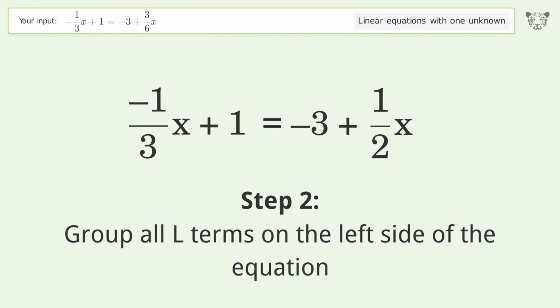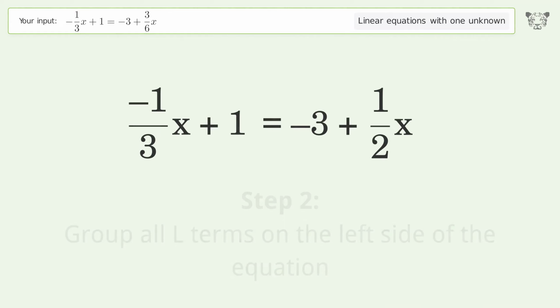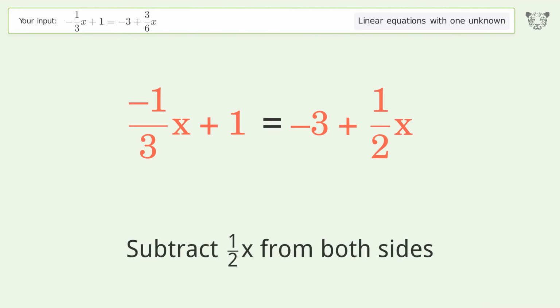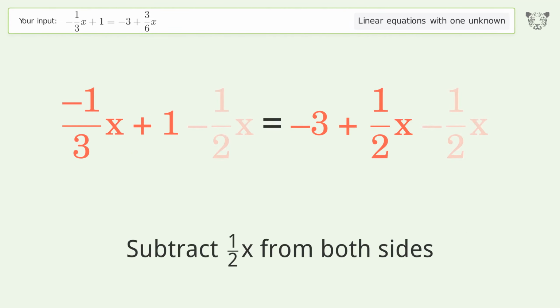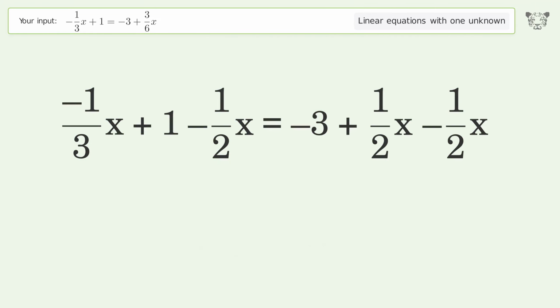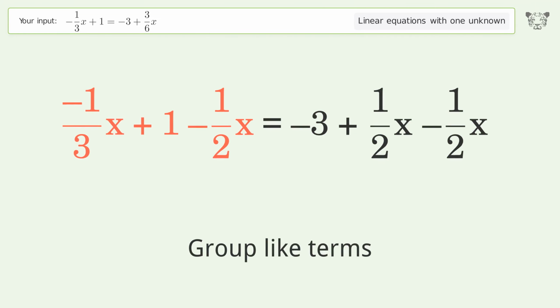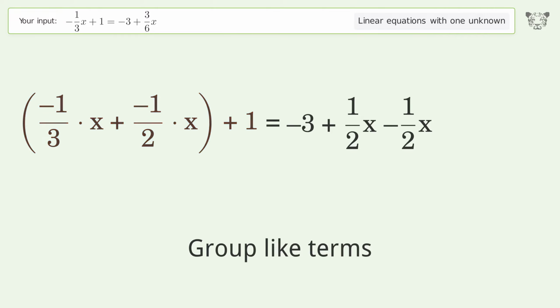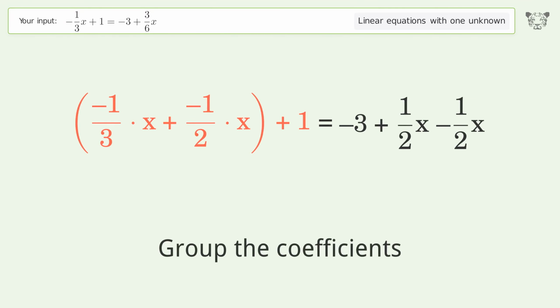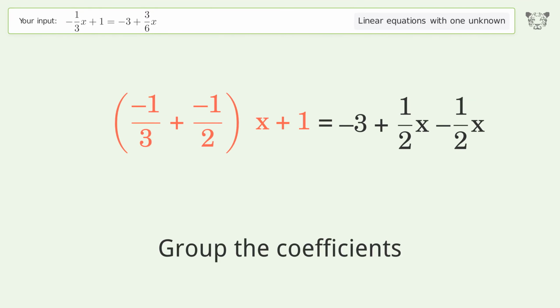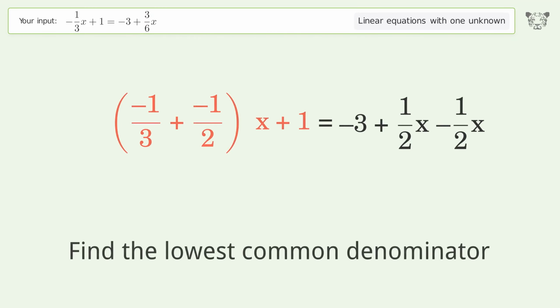Group all x terms on the left side of the equation. Subtract 1/2x from both sides. Group like terms. Group the coefficients. Find the lowest common denominator.